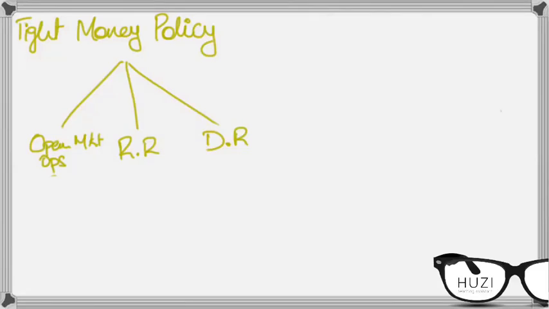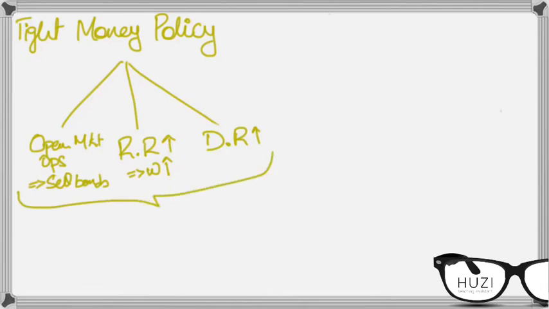So tight money policy. This is used when an economy is overheated. That means that Y is greater than Y star. So for a tight money policy, the government will sell bonds. Then the central bank will increase the reserve ratio, leading to a rise in leakages. And the discount rate will also rise, causing an overall effect in credit creation to fall.